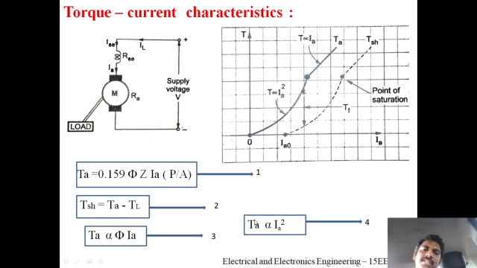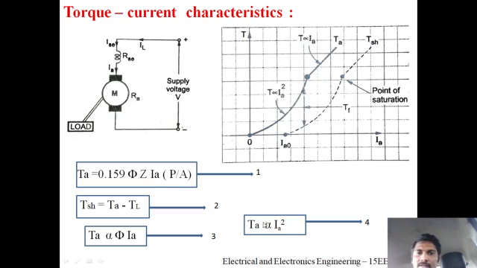Again, from equation 3, we can write equation 4, because phi is replaced by Ia, since the current flowing through the armature and the field winding is the same. If you observe the circuit diagram, Isc is equal to Ia, which is equal to IL; all come in series. Therefore, from equations 1 and 3, the torque produced by the armature is directly proportional to the square of the armature current.